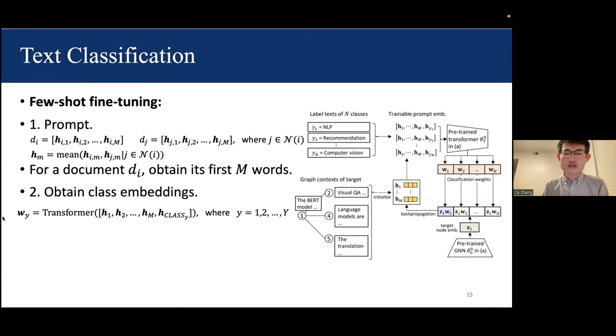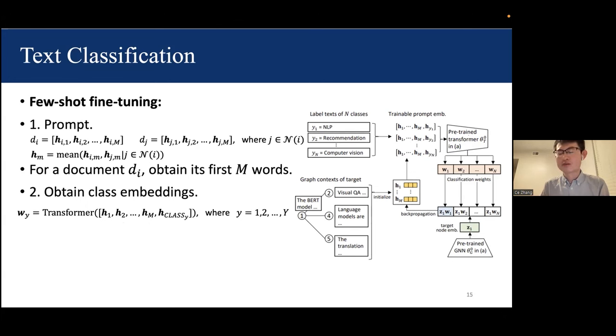So for each class, we have their class embedding here, H, and we concatenate class embedding with our previous M learnable prompt embeddings. We input all of them together into transformer. But remember here, transformer is fixed. The parameters of this transformer are not optimized, but instead we only optimize the input prompt embeddings.